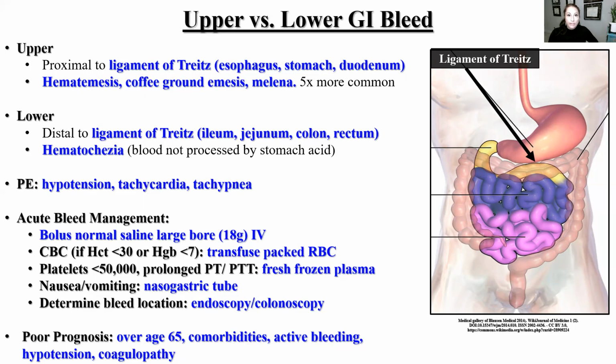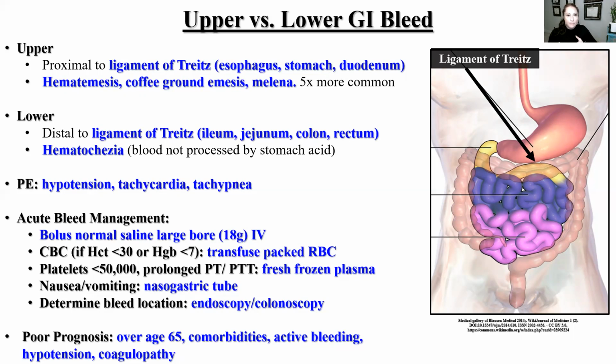If we have an acute bleed, how do we manage that? We want to establish 2 large bore IVs, so usually about 18 gauge needles, and give them a bolus of normal saline to help return some of the water to the pipes if they're hypotensive. If their CBC shows that their hematocrit is less than 30 or hemoglobin is less than 7, we want to transfuse packed red blood cells to restore that. If their platelets are less than 50, we worry about spontaneous bleeds. Or if they have a prolonged PT-PTT, we would give them fresh frozen plasma to immediately reestablish those clotting factors.